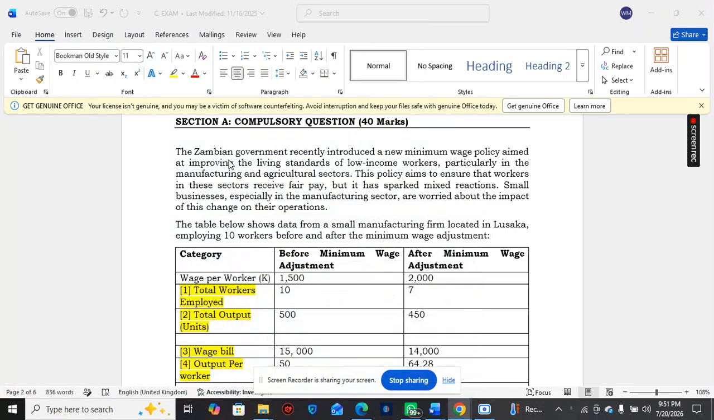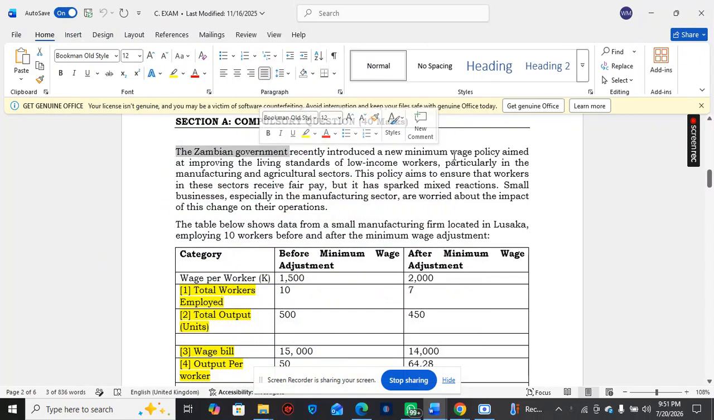All right, we have this question here. It says the Zambian government recently introduced a new minimum wage policy aimed at improving the living standards of low-income workers, particularly in the manufacturing and agricultural sectors. This is Question A, Section A, the compulsory one.